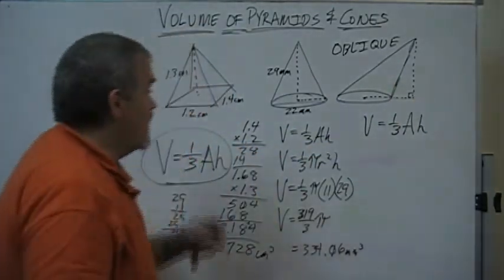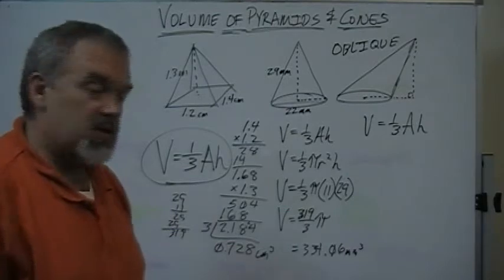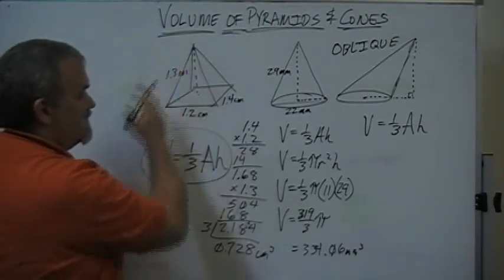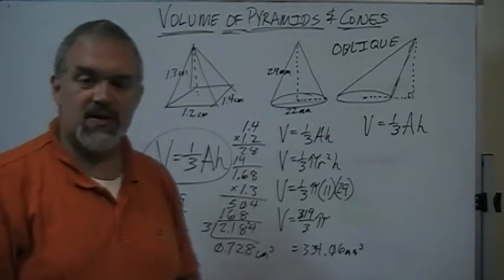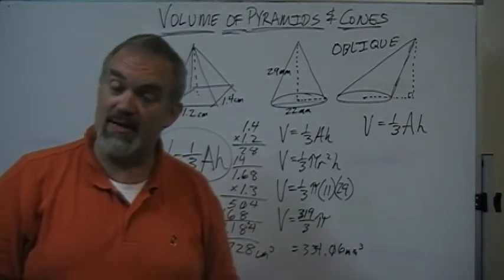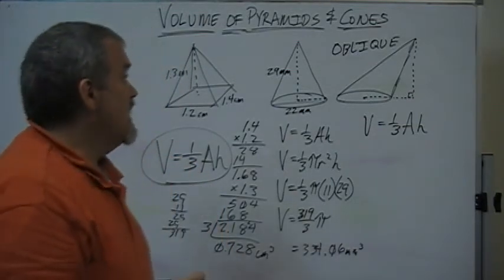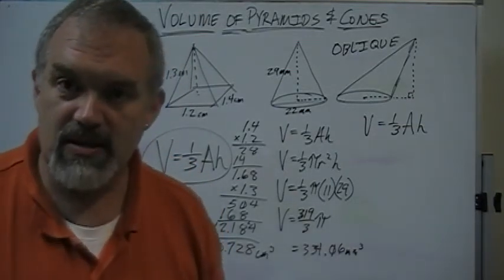We could also have, by the way, oblique prisms. It would look the same, except that the vertex would be over to one side. The formula works exactly the same. And that is volume of pyramids and cones.